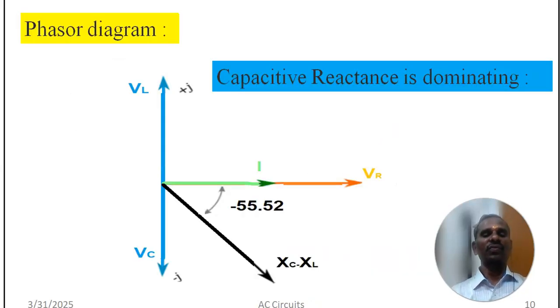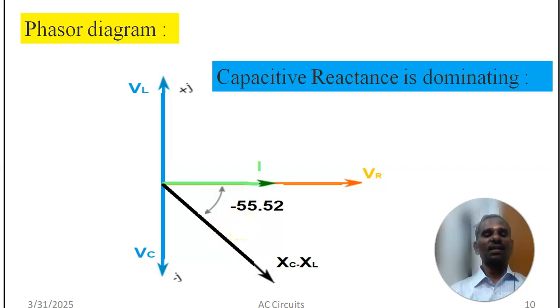So we need to find the phasor diagram. We already know that the voltage across the resistance and the current are in phase with each other. So this orange color and green color are in phase with each other.